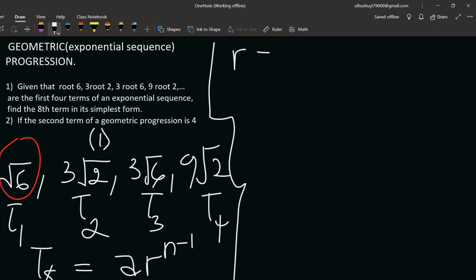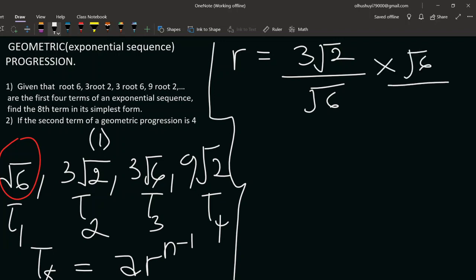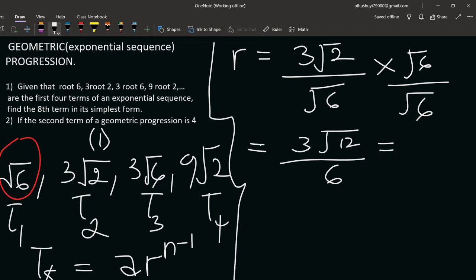So our r can be equal to t2 divided by t1. We have 3 root 2 divided by root 6. We need to simplify this. To simplify this, let's rationalize. We multiply by root 6 over root 6. So that can be equal to 3 root 12 upon root 6 times root 6, which is 6. And root 12 is root 4 times 3, so that's 3 times 2, that is 6 root 3 over 6. So this cancels out this, so our r eventually is root 3.